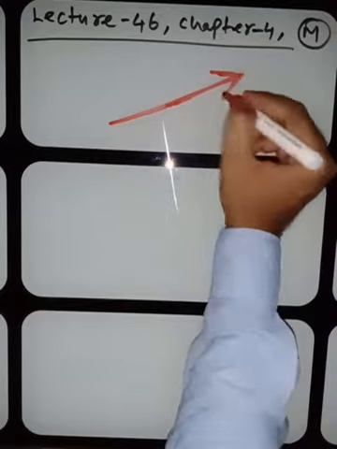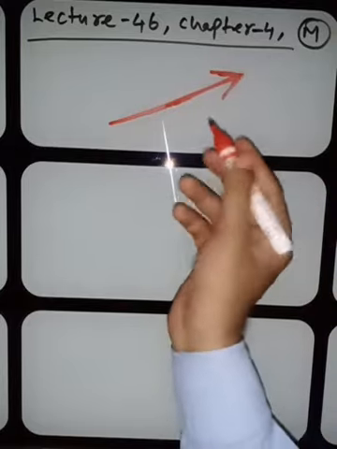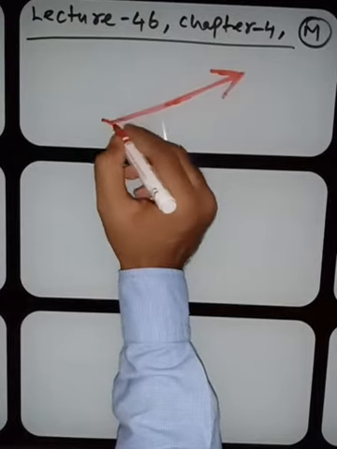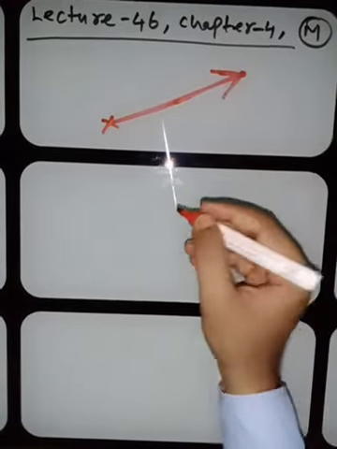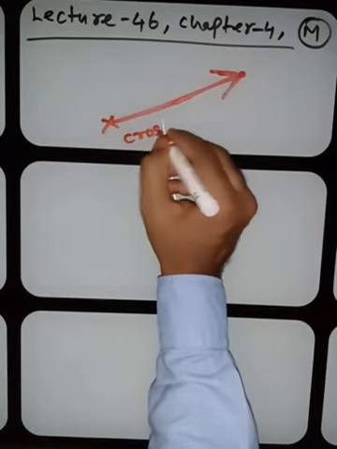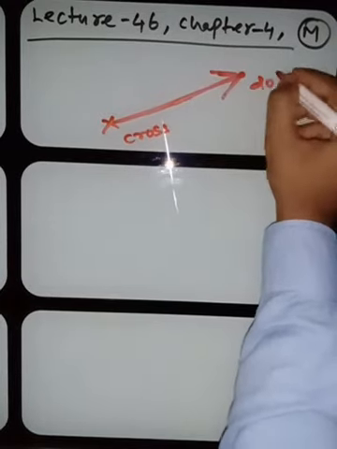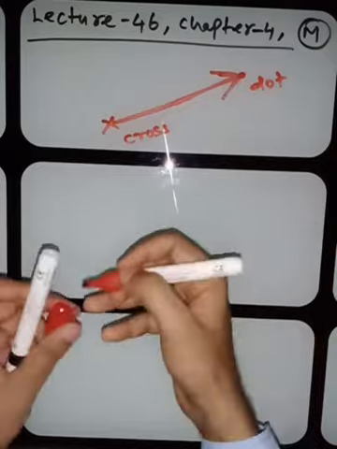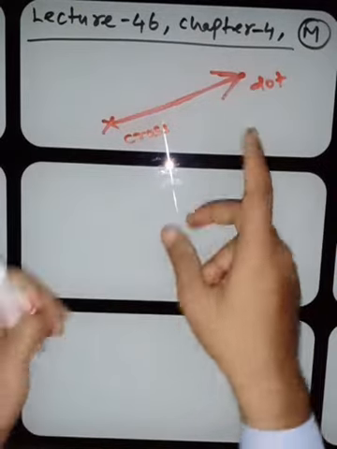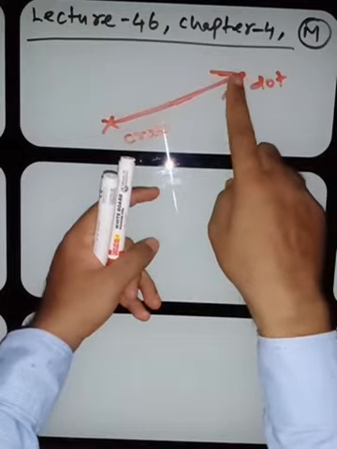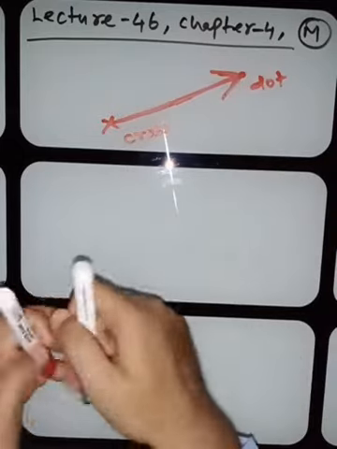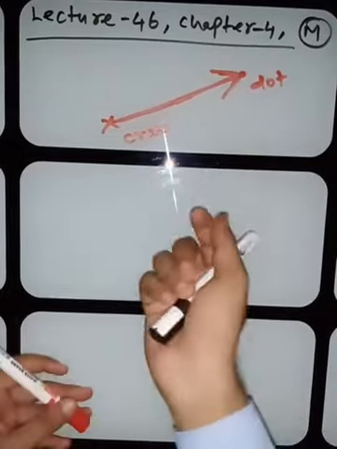Suppose you can see this arrow and you relate this arrow with the vector that you have studied. In fact, you have studied this in vector. Actually, this is called cross and this pointed part is called dot. I have taught you in vector that the length of this arrow is the magnitude and this head represents the direction. I hope you remember.